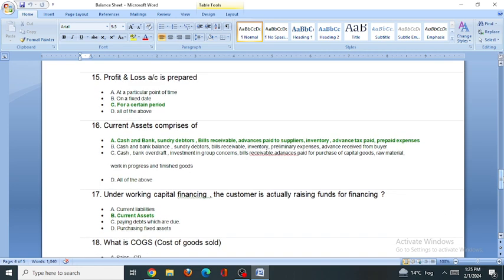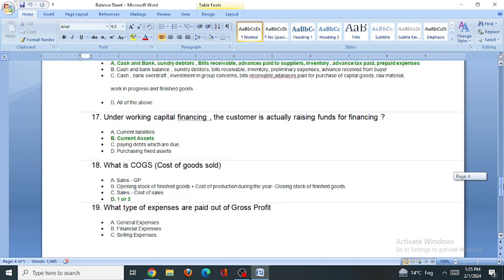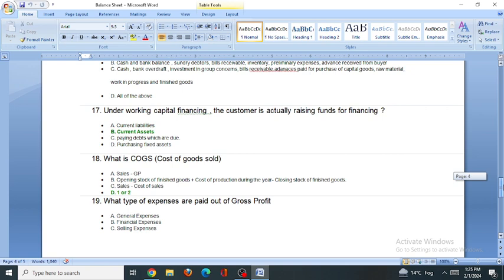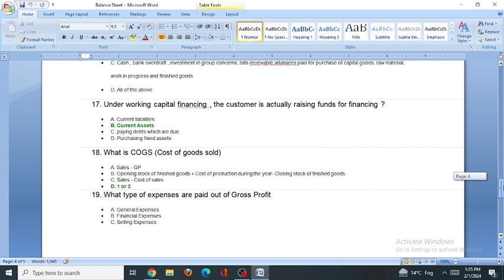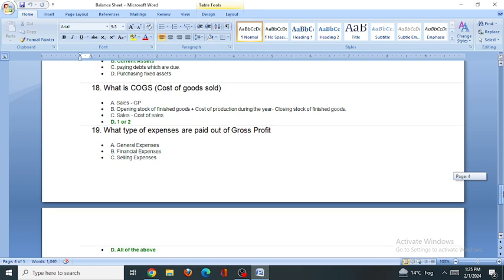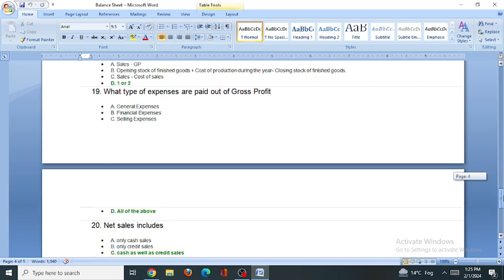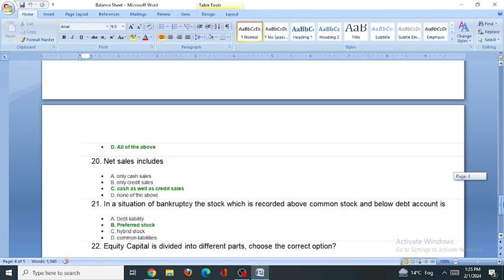P&L, profit and loss, is prepared for a certain period of time. Current assets comprise these in this particular order. Under working capital financing, the customer is actually raising finance for funding the current assets. COGS is cost of goods sold. Opening stock minus the GP can be the formula, and opening stock plus cost of production minus the closing stock can be the formula. What types of expenses are in gross profit? We have the general, financial and the selling expenses.